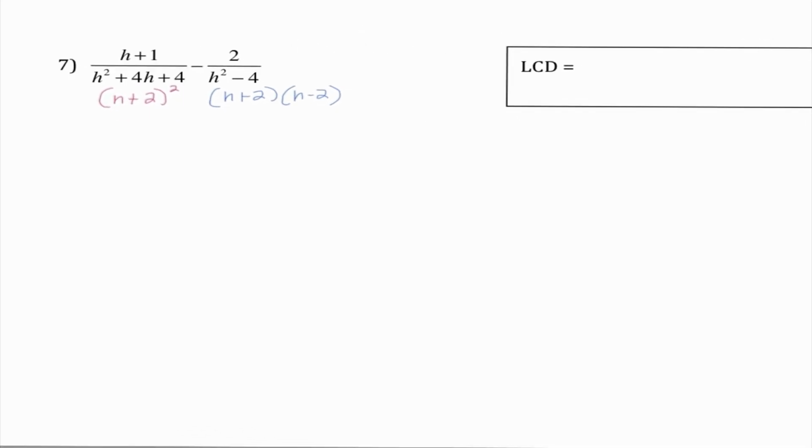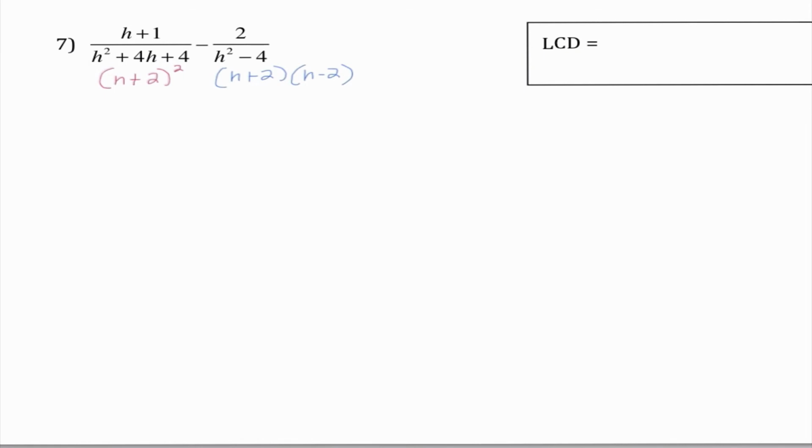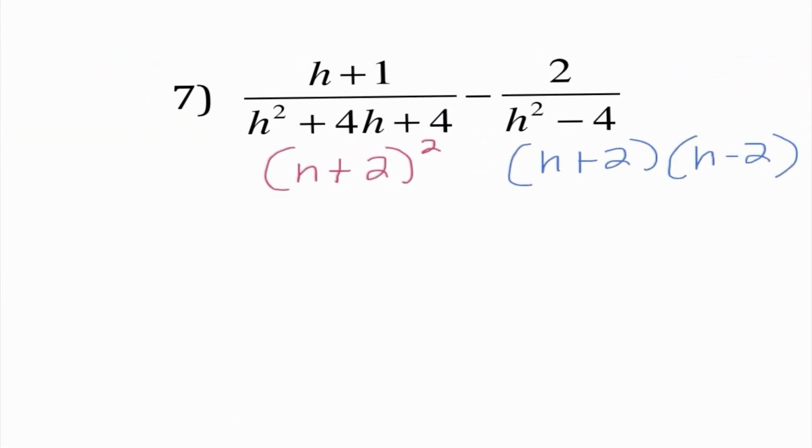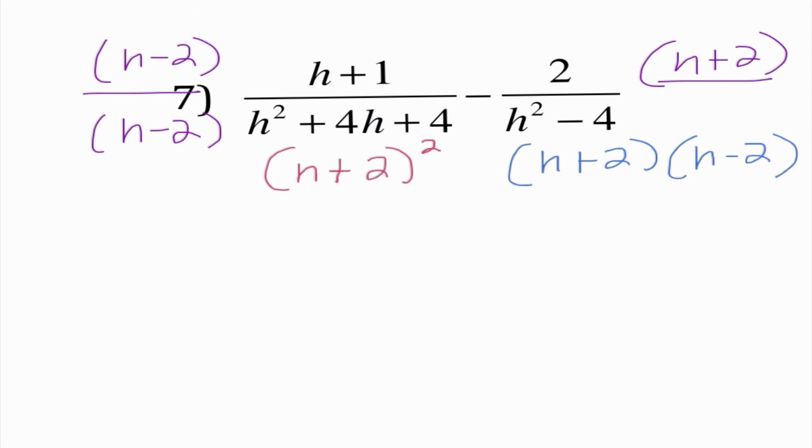So if we take a look at this, I notice that my LCD has two terms in it. It has an h plus 2 and it has an h minus 2. Now I need to look at factors, I need to look at exponents. So looking at h plus 2, I notice my highest exponent is 2. H minus 2, my highest exponent is 1, so this would be my LCD. So in my first fraction there, I am actually missing (h minus 2) over (h minus 2). In my second fraction, I am missing an (h plus 2) over an (h plus 2).